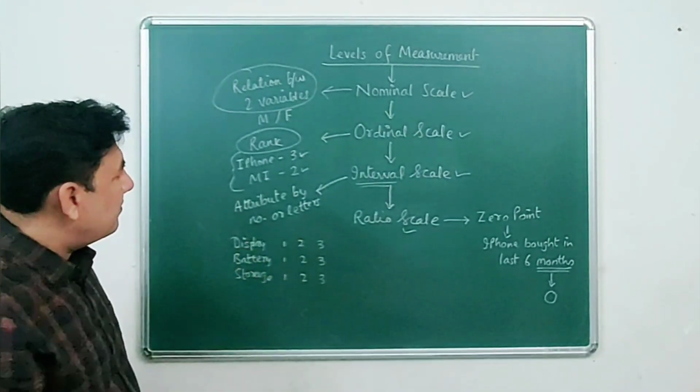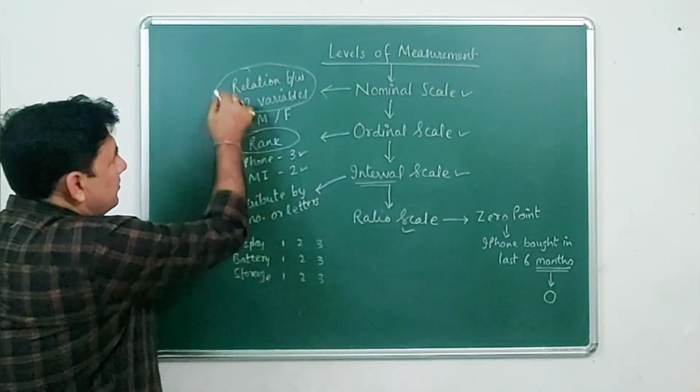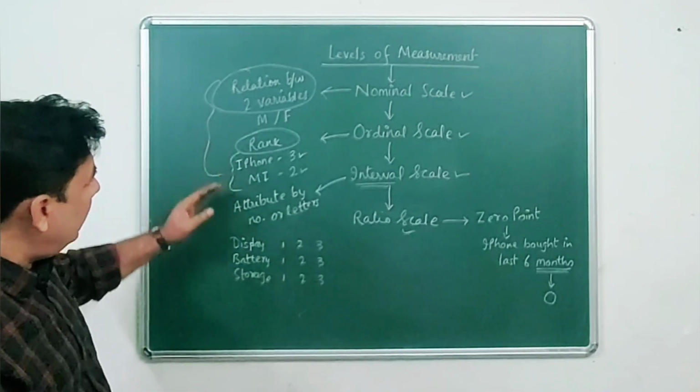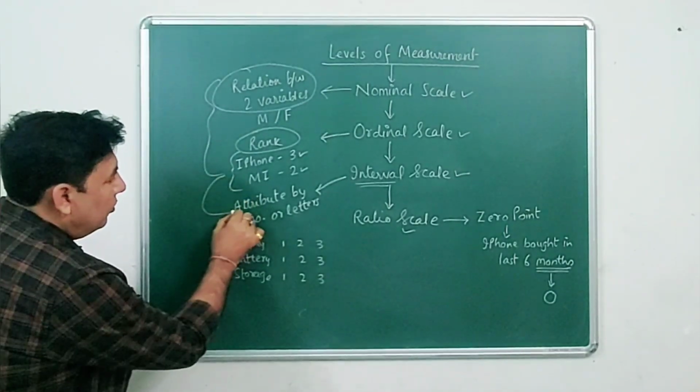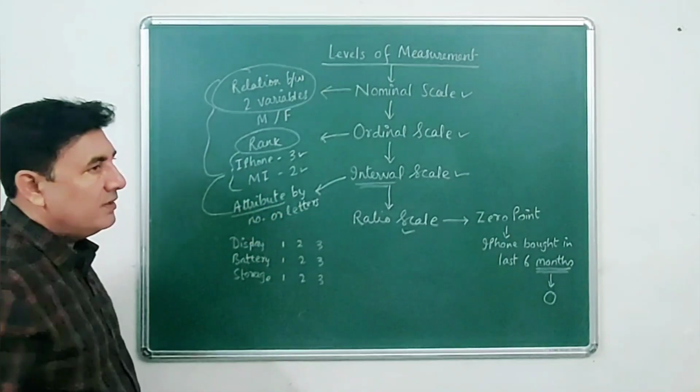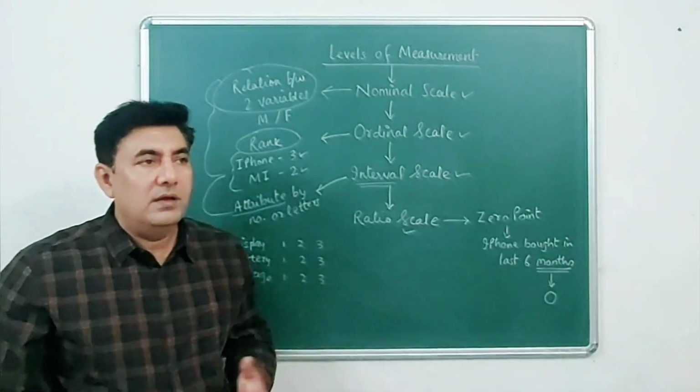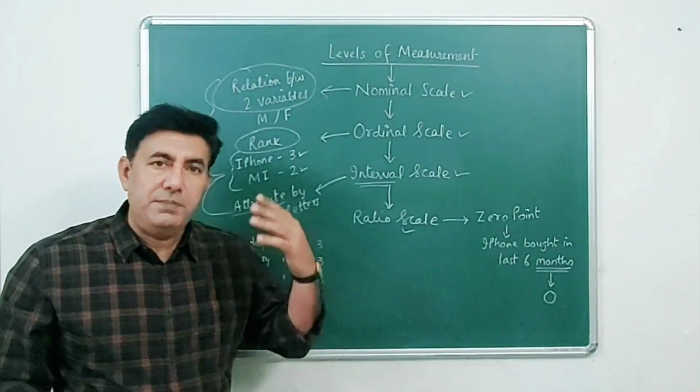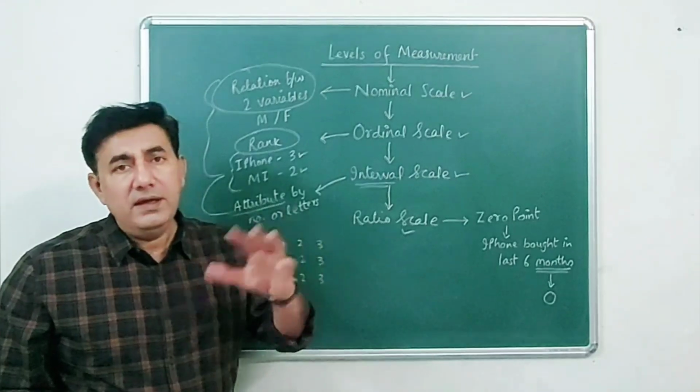And here again, we will add these two scales again, and one more thing is added, and that is attribute. Now attribute can be given in two ways. One is by number or by alphabet.